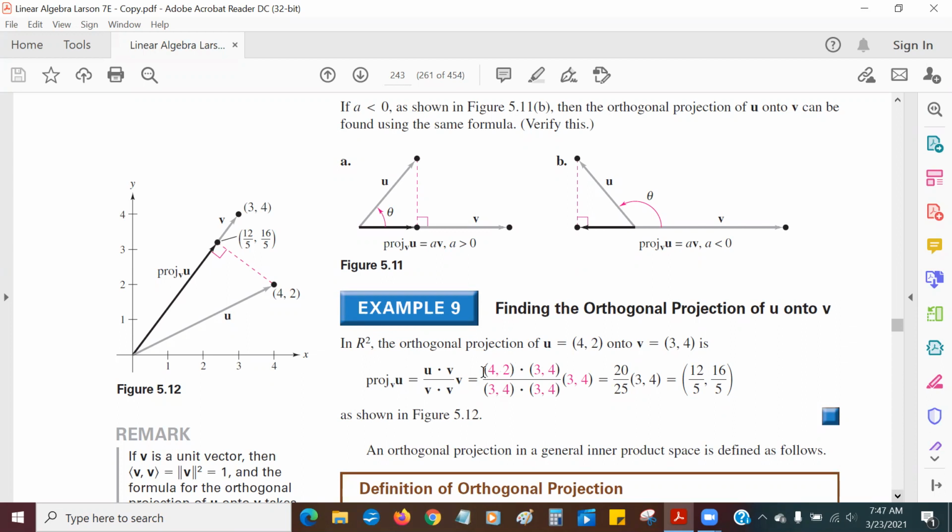So now this fraction is going to be a plain scalar, a plain number over a plain number, but the (3,4) is going to stay as a vector. This is 25 because it's 9 plus 16, and this is 20 because it's 12 plus 8. You can figure that out, and then we multiply that by the vector (3,4), and we get (12/5, 16/5), and that is the orthogonal projection. So at that point right there, the tip of that projected vector is (12/5, 16/5), and that's pretty awesome.